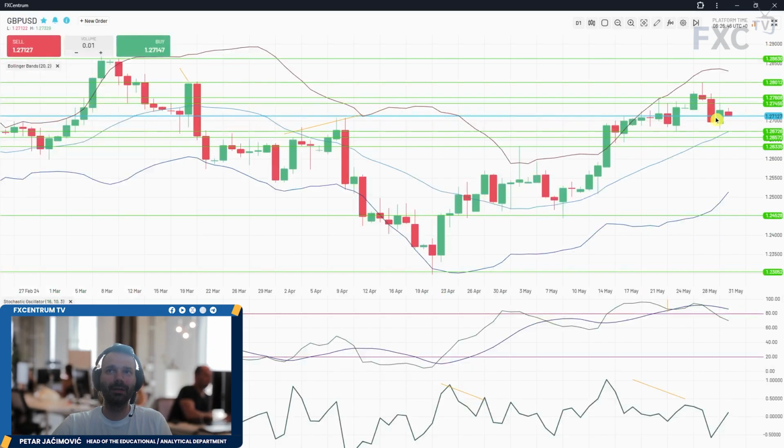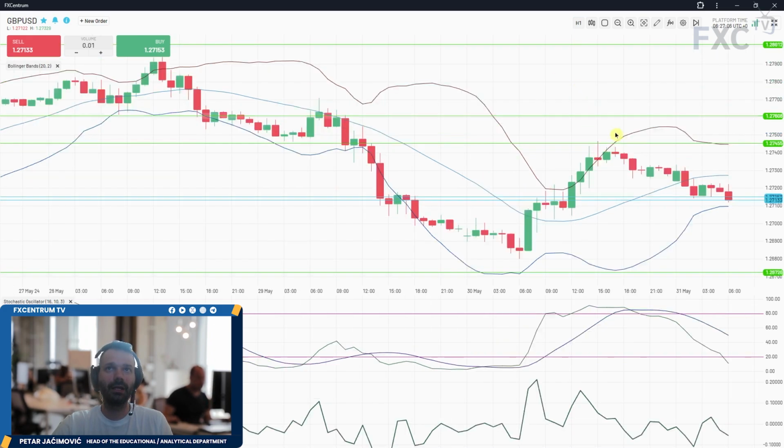Pound dollar had a one up day, a reaction day up, and rate of change also did. There was a flip, but on the stochastic, you can see the fast and slow lines sloping to the downside, and we might see further downside movement, maybe towards 1.2672. We have 1.2635, and so on and so forth.